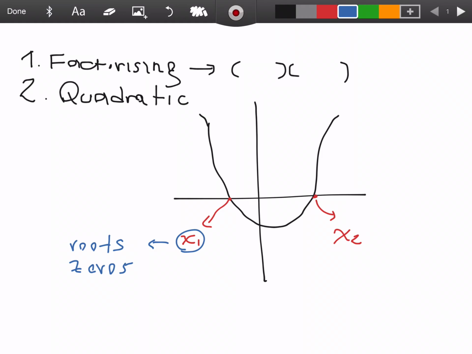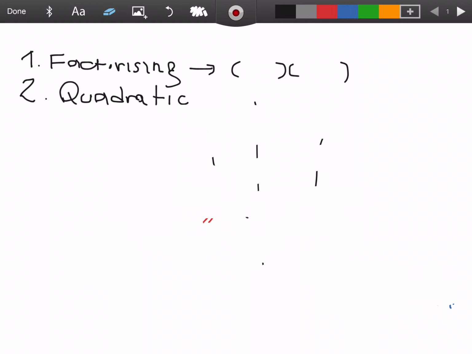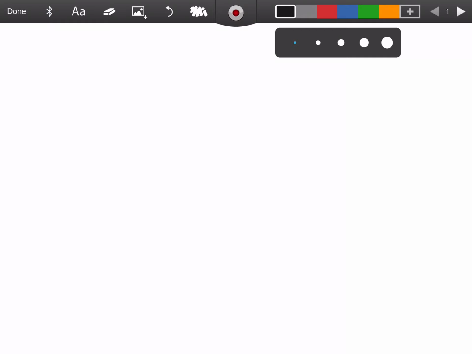And these roots or zeros correspond to the answer of the factorization. Now we are going to solve some problems in which we are going to factorize expressions. As I told you before, it is revision because we already saw this topic before.